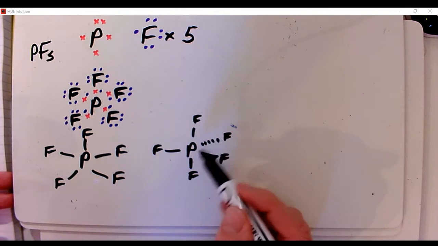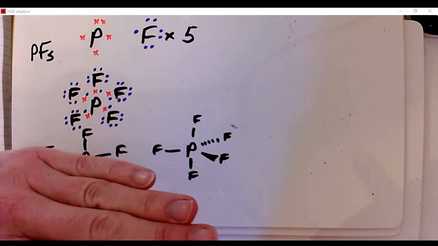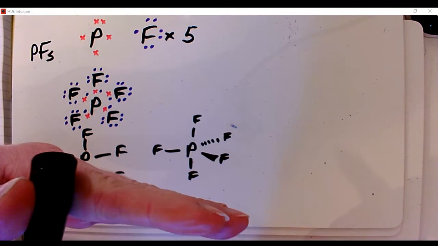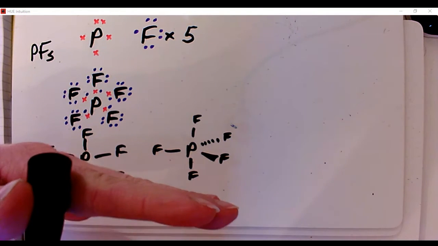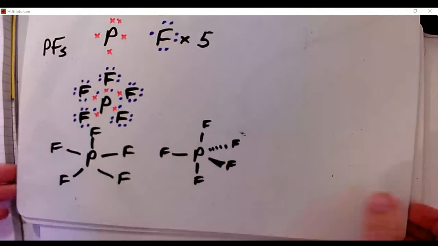But that's how you represent the shape. Wedge means it's coming out, and the dashed bond is going back, so it's like it's planar, right? If you were to picture, there's 3 fluorines all in a plane, and then there's one sticking up, one sticking out, and one sticking out. Okay, that's PF5.